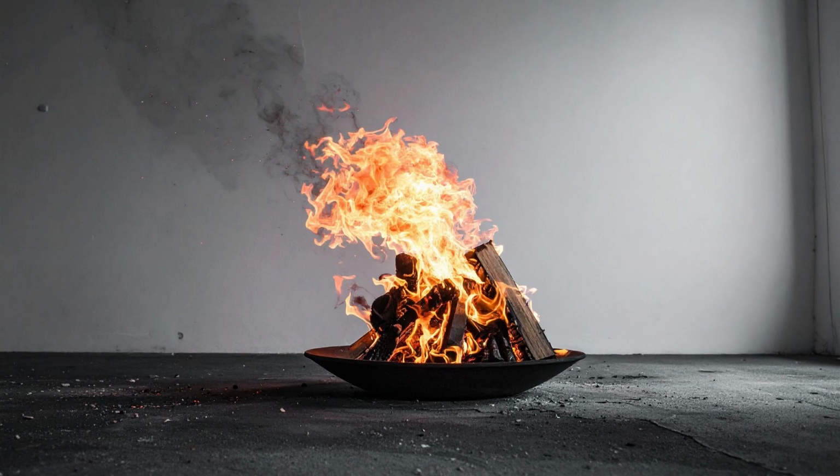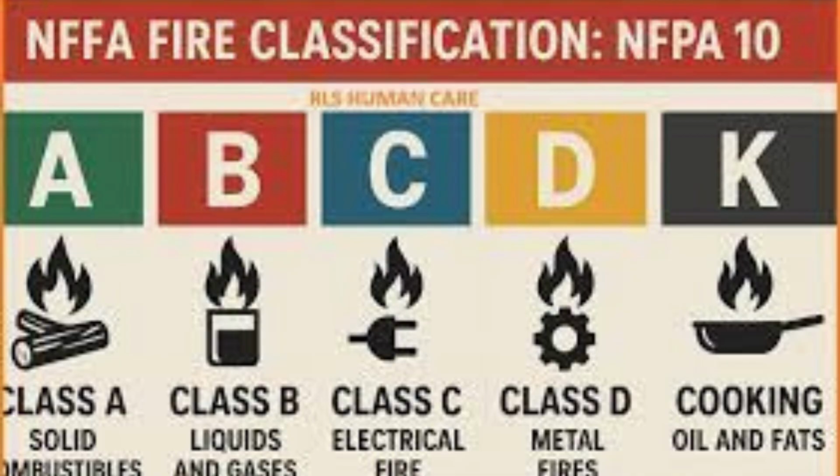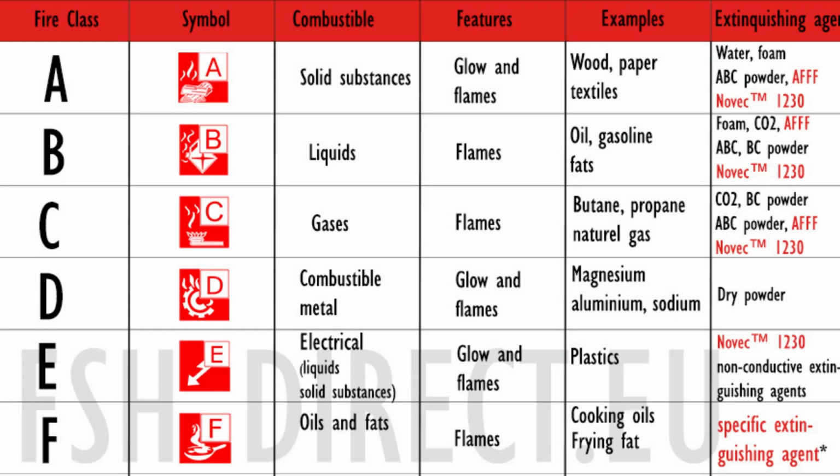Fire classes. This section is crucial. Not all fires are the same, and using the wrong fire extinguisher can make a situation far worse. We classify fires based on their fuel source, which immediately tells us the best way to fight it. Let's break down the classes. Class A fires involve ordinary solids like wood, paper, cloth, and plastics. You typically fight these with water or foam.